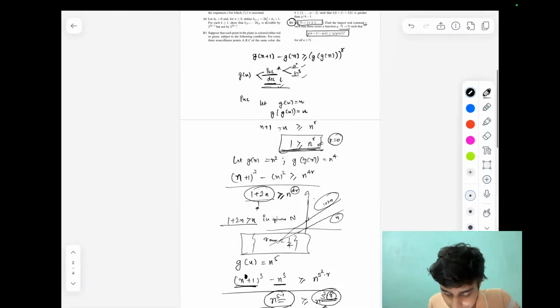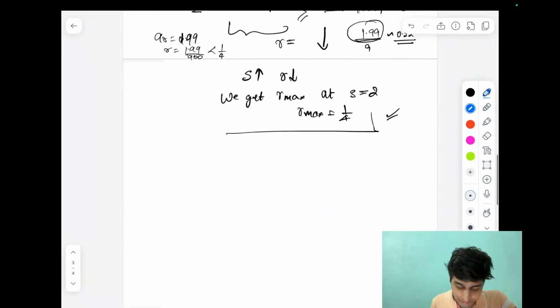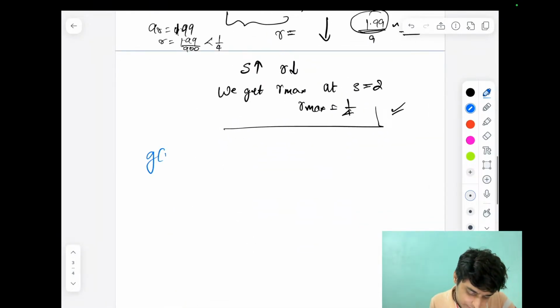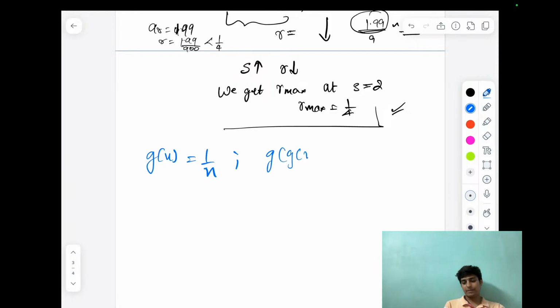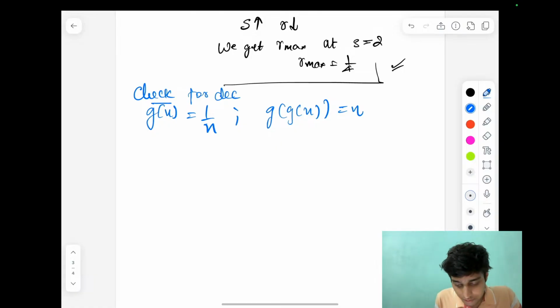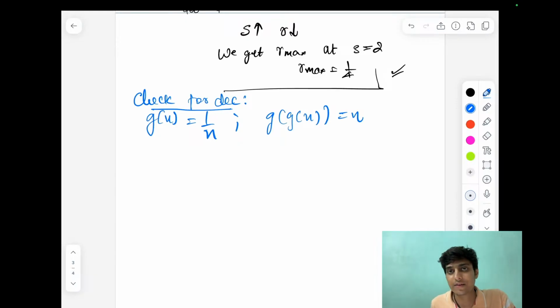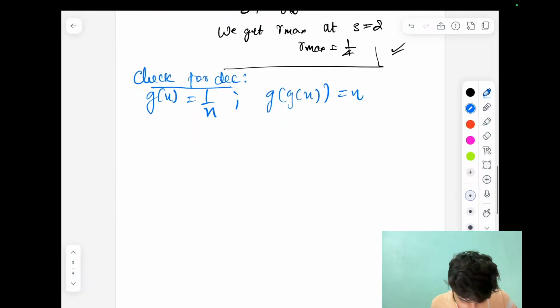Let's check whether this function has something to do with a decreasing function or not. Let's suppose g of n to be 1 by n. It's a decreasing function. Straight away, check for decreasing. I already know that since it is increasing we have got a value, but still I want to check it for decreasing, so we have better confidence and better conceptual clarity.